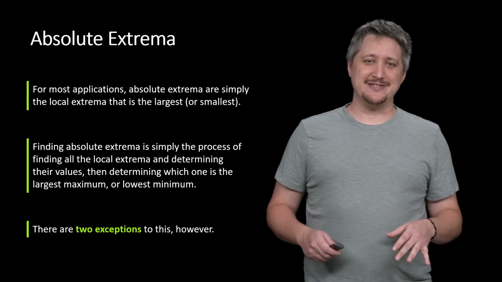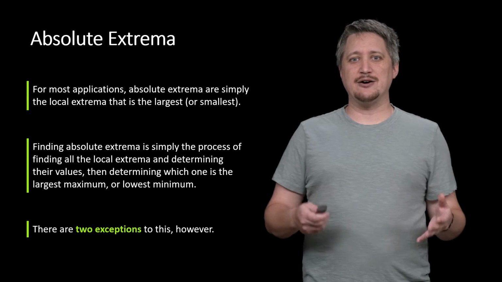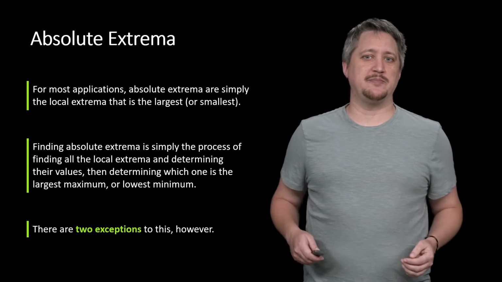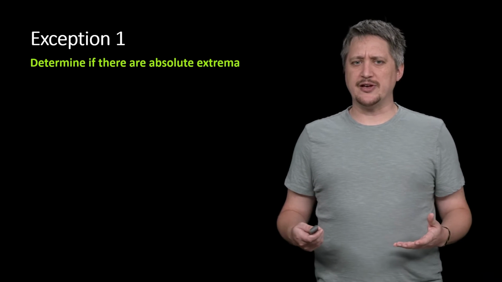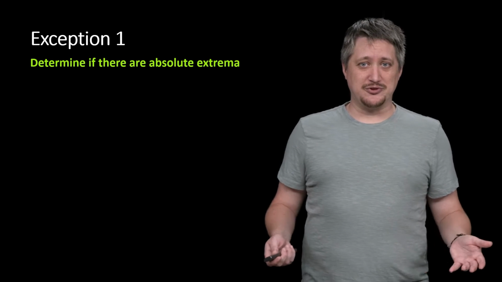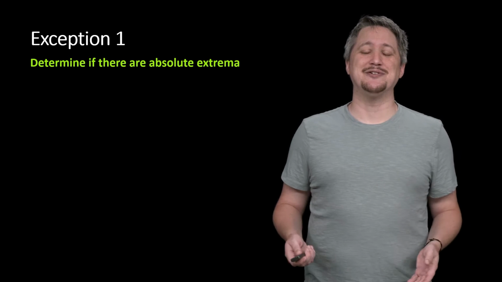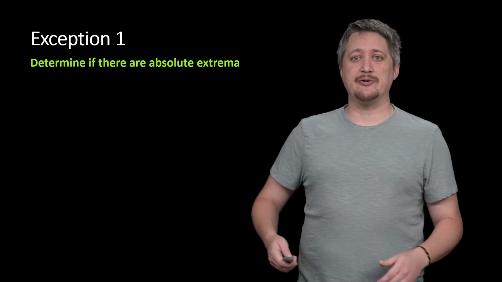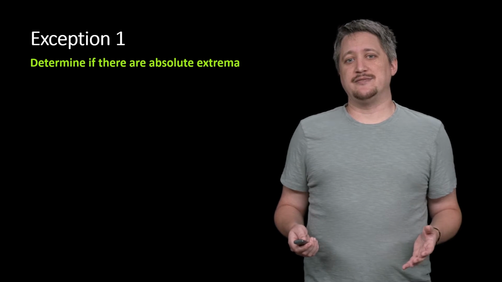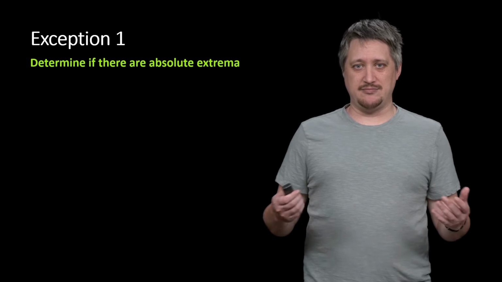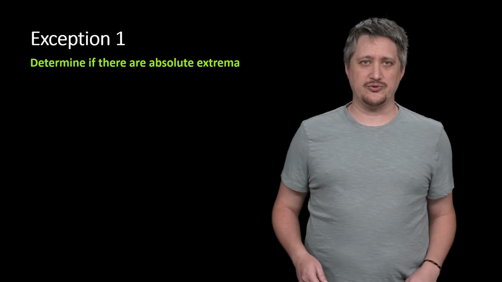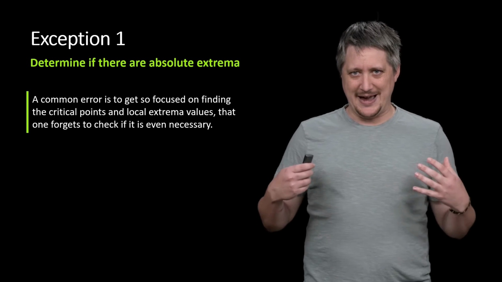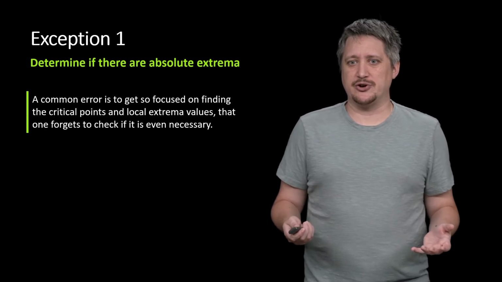So keep in mind that generally speaking, this is the outline to start with, but there's a couple extra steps when you're worried about absolute extrema. So the first exception: determine if there are absolute extrema. This is the easiest one to overlook because people jump straight to looking for the local extrema and running down the rabbit hole. There could have been way less work involved if they had bothered to check if there were going to be absolute extrema. So basically, the first step of actually looking for absolute extrema is to determine if they're there.